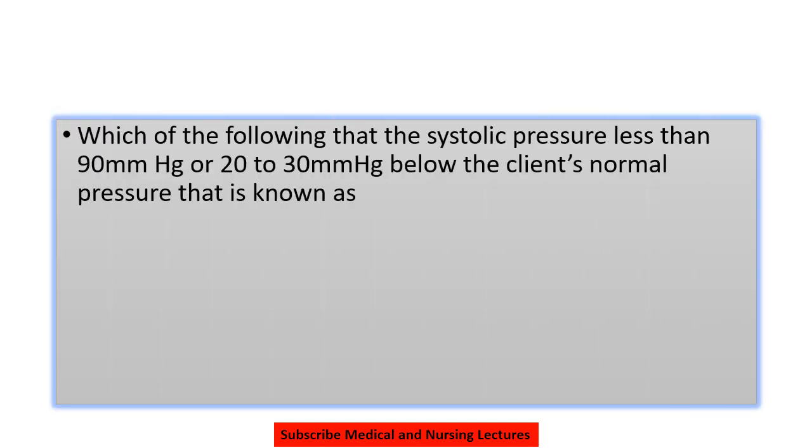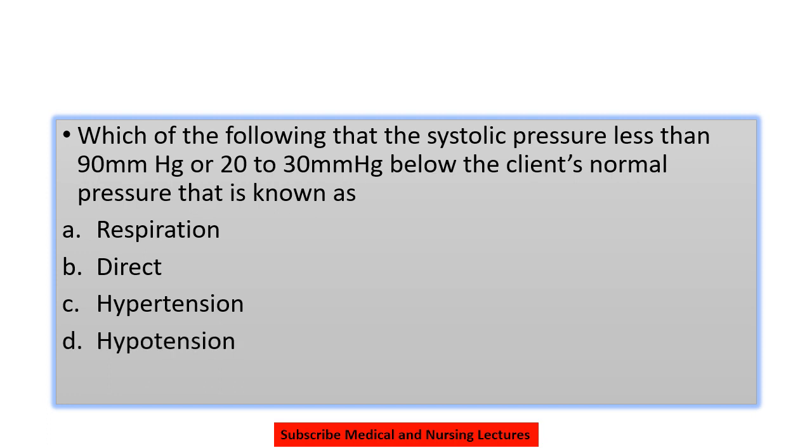Which of the following is a systolic pressure less than 90 mmHg or 20 to 30 mmHg below the client's normal pressure? That is known as hypotension. The options are direct, hypertension, and indirect. So you can guess that the correct option would be hypotension.